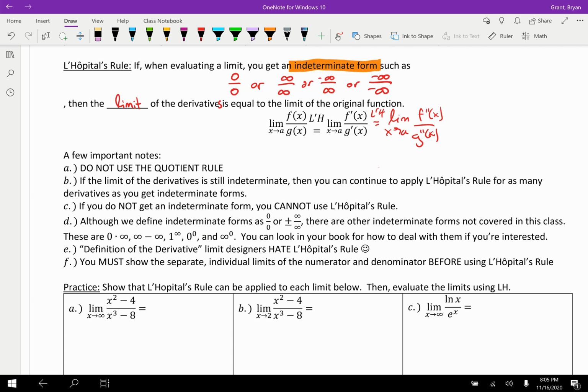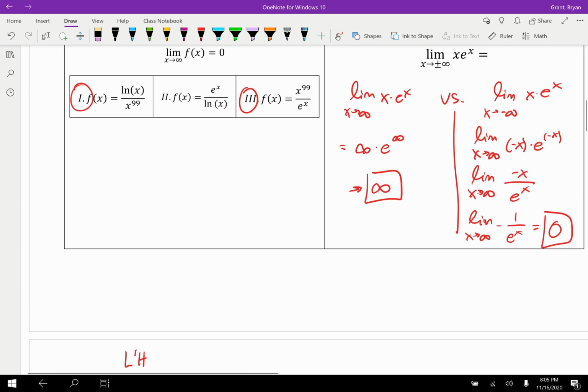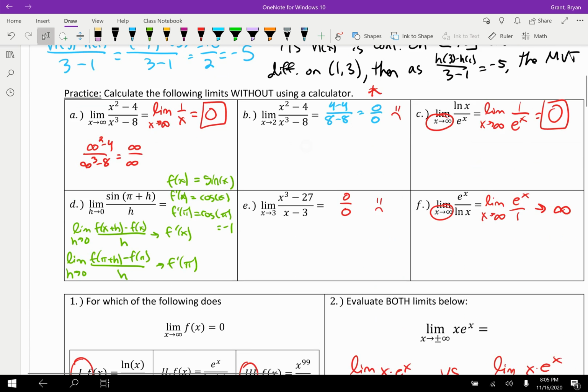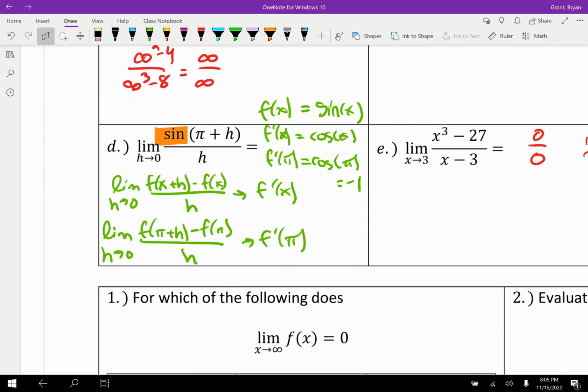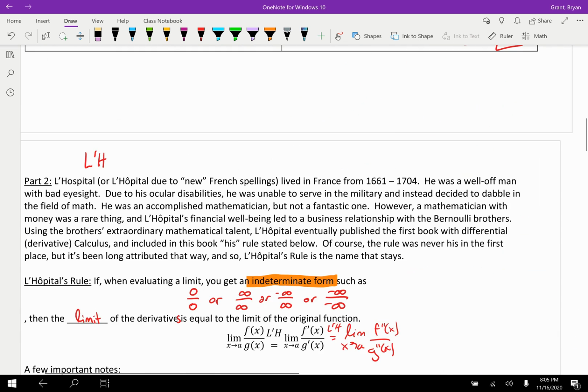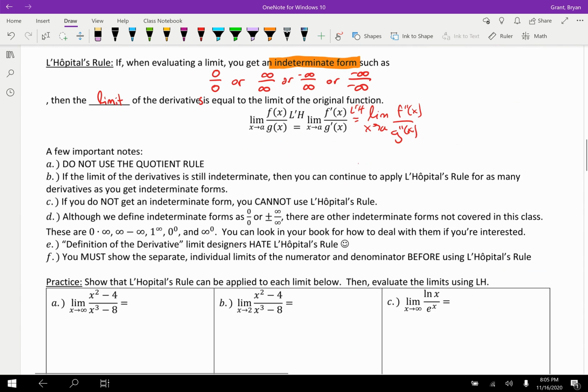Part E, definition of the derivative. Limit designers hate L'Hopital's rule. I heard that from a presenter one year, and he basically said, if you want your students to learn the definition of the derivative, don't teach them L'Hopital's rule, because L'Hopital's rule will cheat this question. We'll be able to find -1 without knowing this is the definition of the derivative, because we're sneaky sly. Now, could you have done this with the definition of the derivative? Of course, that's what we did earlier, right? And many of these limits you're able to do without L'Hopital's rule, but sometimes L'Hopital's rule just makes it easier.